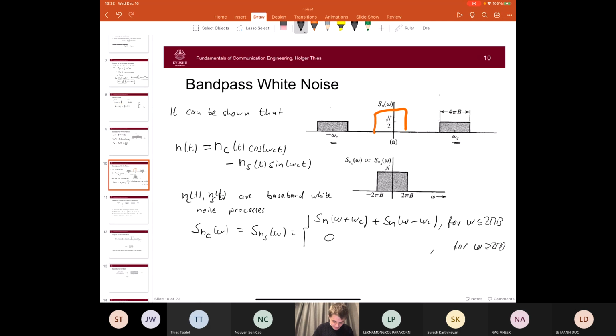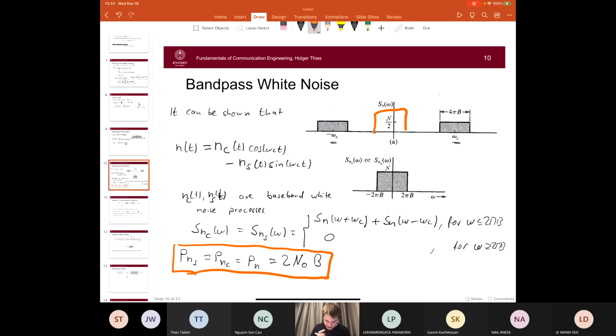So what we will get is that the power of all of those processes, so the power of ns will be the same as the power of nc, and this will be the same as the power of the whole bandpass white noise process. I will not really show this, but I will just give you the end result, which is that it will be 2 times N0 times B. This is what we get for the power of the bandpass white noise process, and we will use this many times. And we will also use this relation many times in the lectures from now.